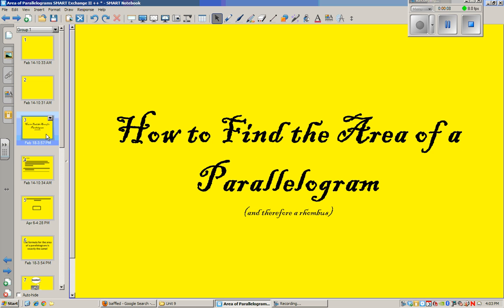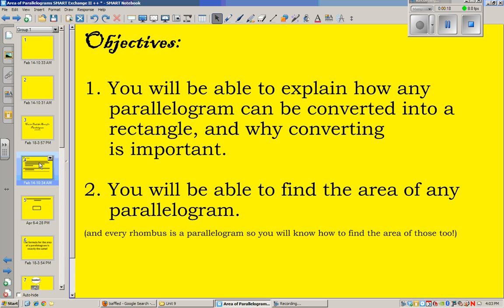This is a math lesson, and this math lesson is about how to find the area of a parallelogram, and therefore a rhombus. There are two objectives, two things you need to be able to do by the end of the lesson. Number one, you will be able to explain how any parallelogram can be converted into a rectangle and why converting is important. Number two, you will be able to find the area of any parallelogram. And every rhombus is a parallelogram, so you will know how to find the area of those too.